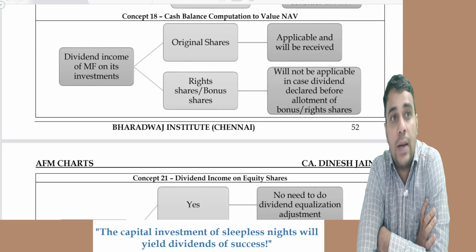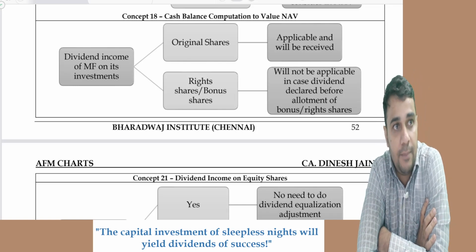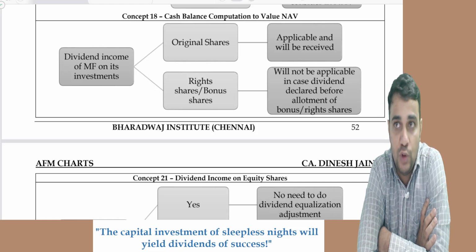Why is this needed? To calculate the cash balance, I'll need dividend income. When I do the problem, you'll understand. Applicable and will be received.